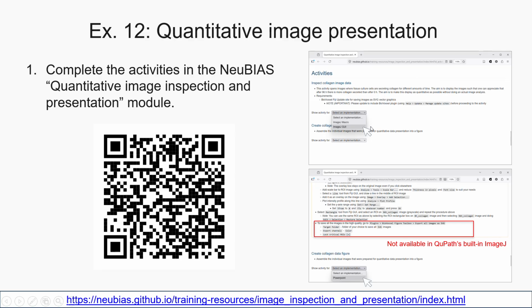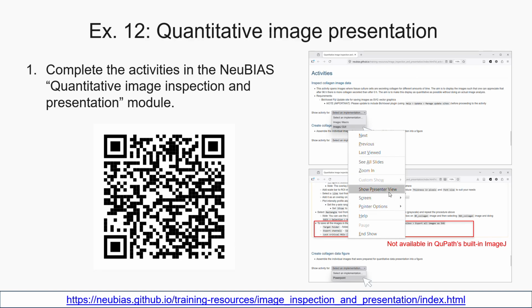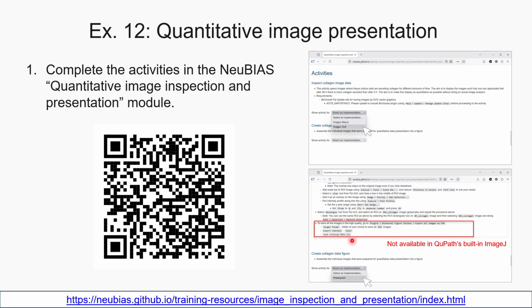Also note that we'll be doing this for ImageJ GUI, as shown here, and that the last step of inspecting collagen image data is not available within QuPath's built-in ImageJ. After that, we'll also do the implementation in PowerPoint. I'll pause here to give you a chance to complete this. First, we'll need to download the images from the link provided at the bottom.